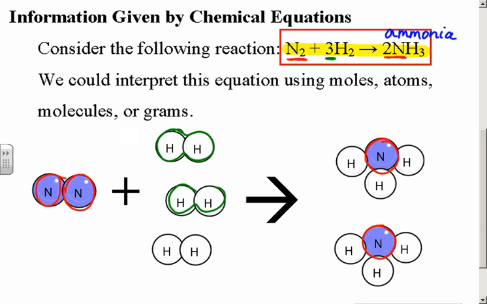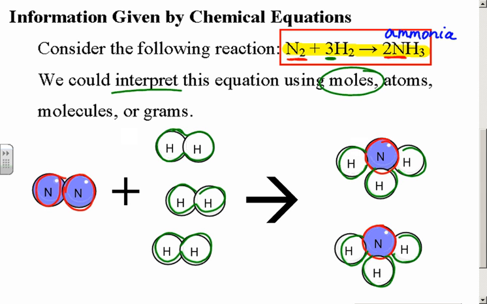2, 3 sets of hydrogen that would react together to form 2 molecules of ammonia, each of which contains 3 hydrogens. You can draw this picture on your paper. This might also help you in visualizing how to balance. Now what we find is that we can interpret this equation using moles, atoms, molecules, or grams.